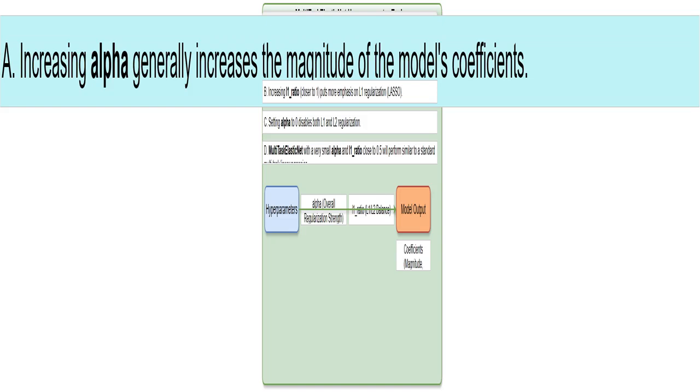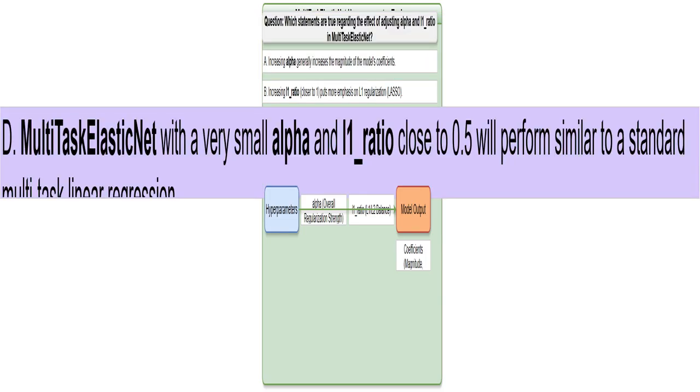This is correct. Increasing l1_ratio increases the influence of lasso, pushing the model towards more sparse solutions, more zero coefficients. This one's true. A tiny alpha and an l1_ratio near 0.5 mean barely any regularization, almost like a standard multitask linear regression model.